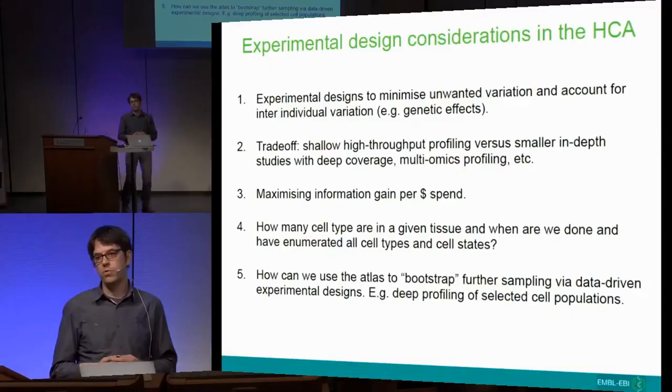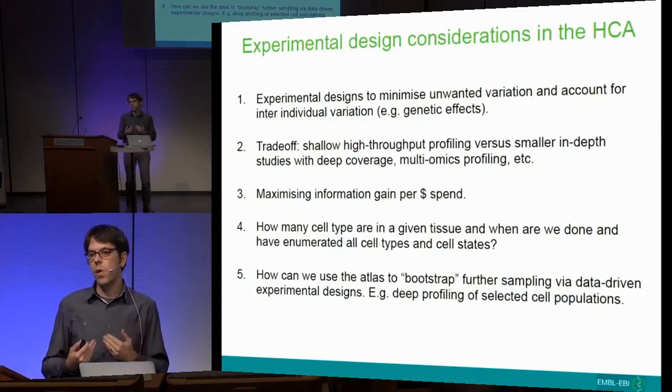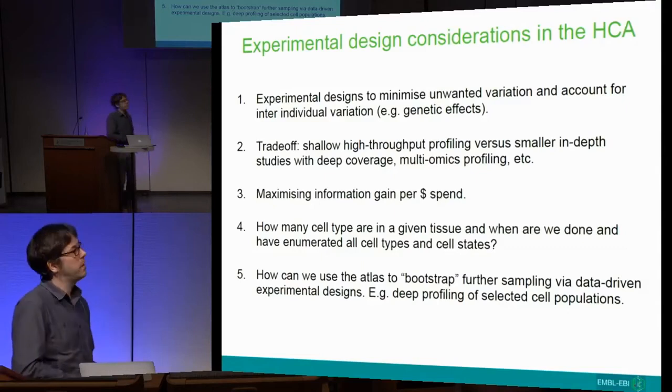And then another big important question related to this is, when are we done? When have we understood the cell type? When have we understood variation to the extent that it satisfies our criteria and standards that we collectively as a community want to set? And last but not least, how do we do this bootstrapping? How do we use the existing data to drive the next set of experiments? That's going to be an iterative process and an ongoing multi-year effort.